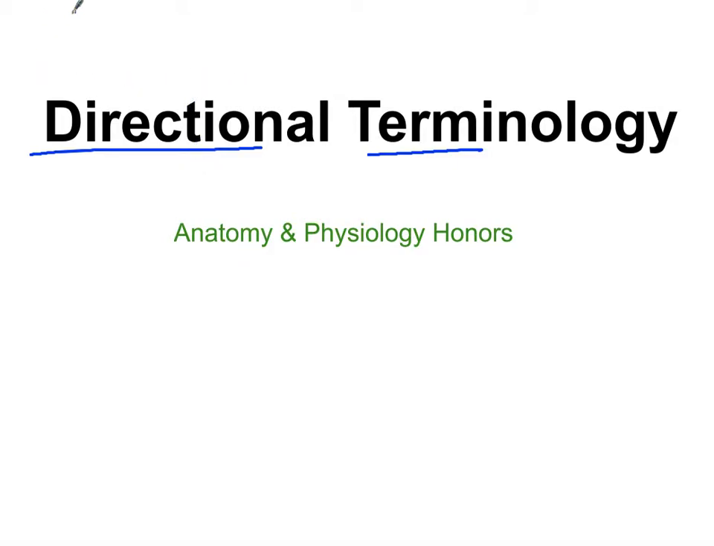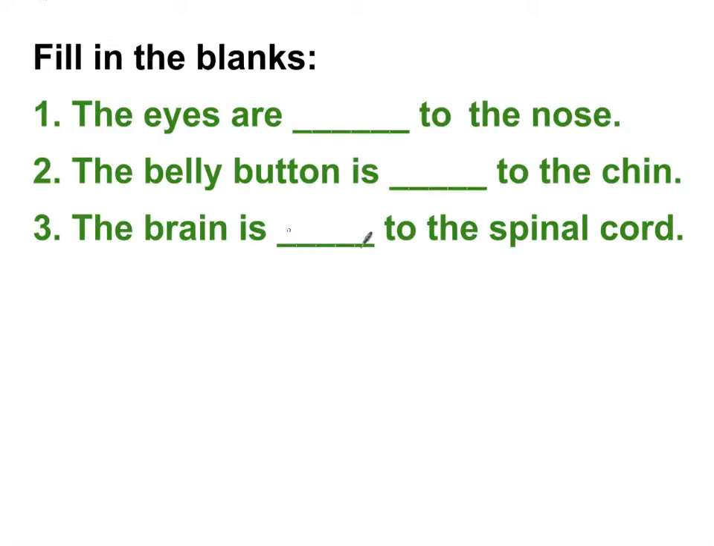Before we jump into that, I want to see what you all think. If you could take just a few seconds to type in your responses to what would go in these blanks. Where are the eyes in relation to the nose? The belly button is blank to the chin, and the brain is blank to the spinal cord.